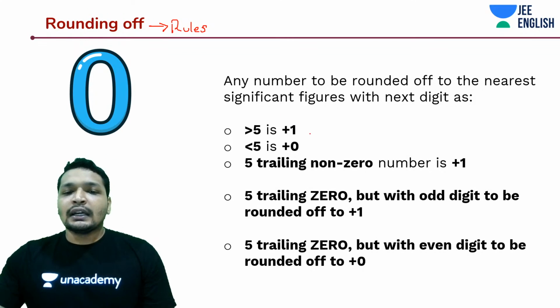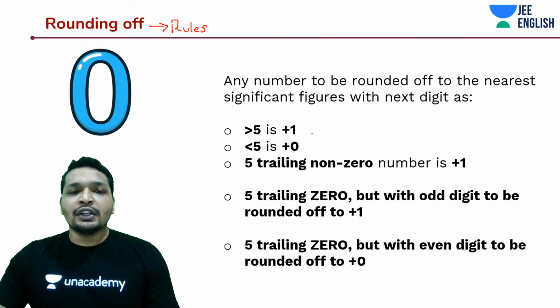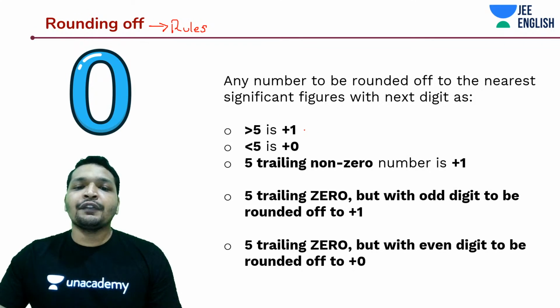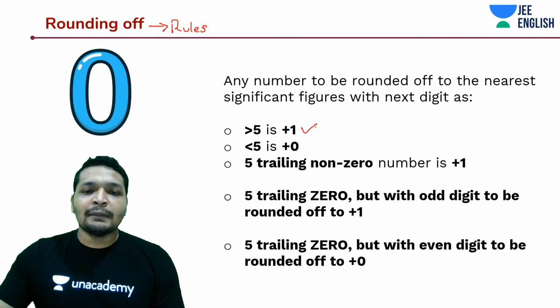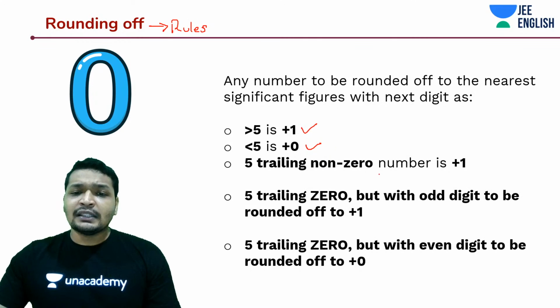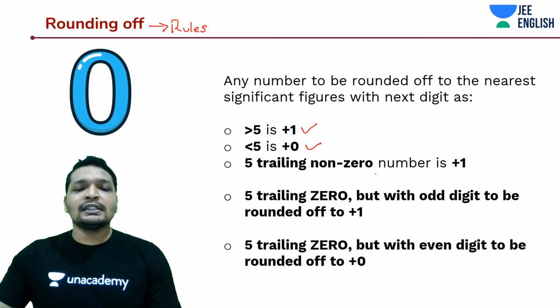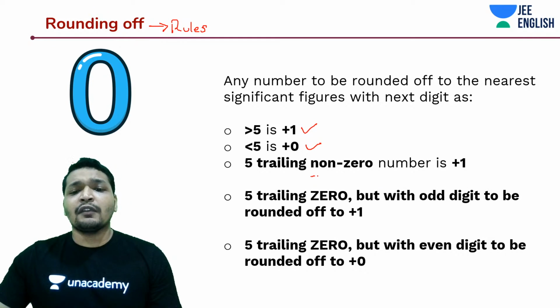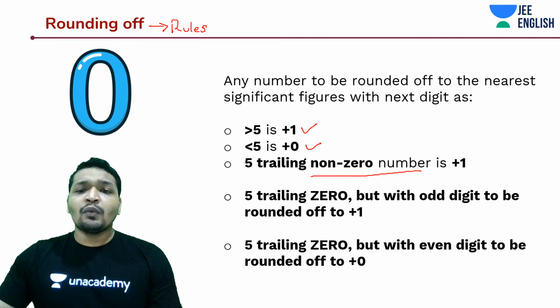And that being said, what you need to do is look at the next digit after where you have to round off to the significant figure. If it is greater than 5, you will add +1. If it's less than 5, you won't increment it. You just keep it the same. And if 5 is the trailing one, this is where the puzzle starts. If it's a non-zero number following that 5, then what would you do?